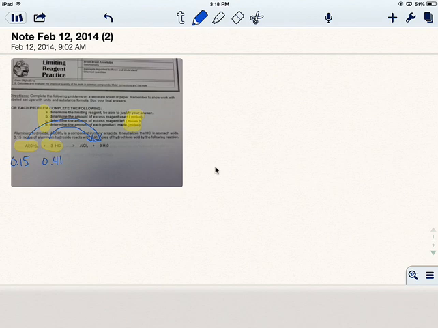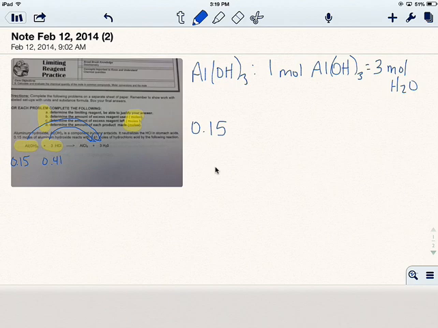To start, we'll do the Al(OH)3. The mole ratio between aluminum hydroxide and water is, of course, 1 to 3. So for every 1 mole of aluminum hydroxide, we get 3 moles of water. So let me go ahead and do that mole-to-mole problem. Take what I'm starting with of aluminum hydroxide, which is that 0.15 moles.